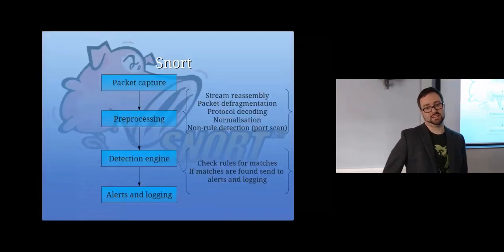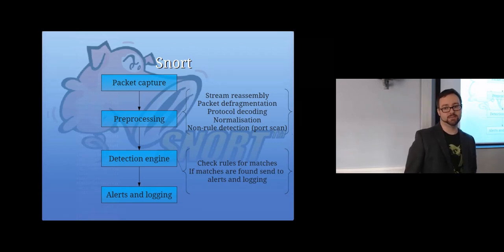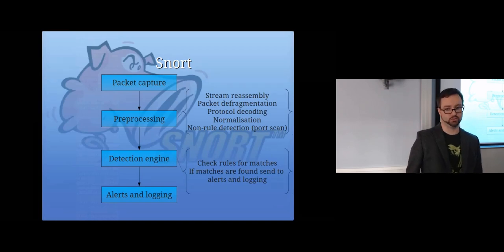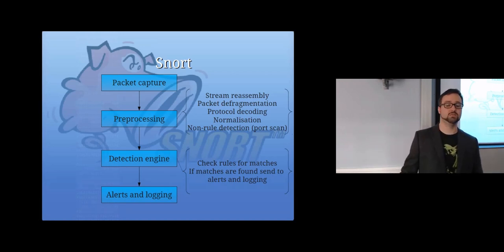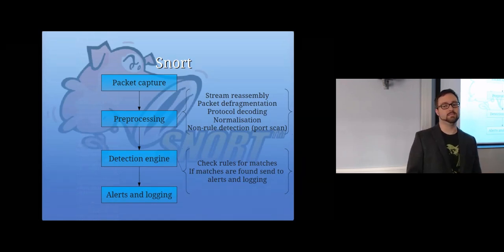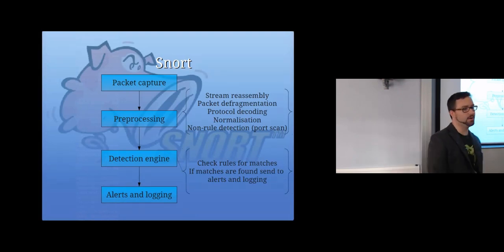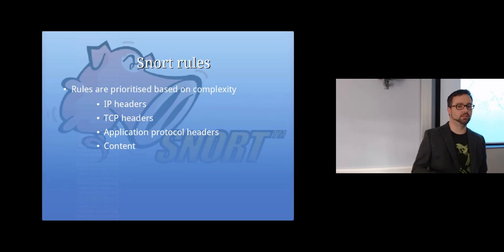So the way Snort works is essentially it starts by capturing packets off the network. It does some pre-processing, so that involves stream reassembly, packet defragmentation, protocol decoding, normalization, and doing any non-rule detection, things like port scans, so it's not the standard rules. After it's done all that to collect all the information together, it runs it through the detection engine, which runs through all the rules that people have written for it to try and find any matches, which might generate an alert or log something, and then if that's the case, it gets passed through to alerts and logging.